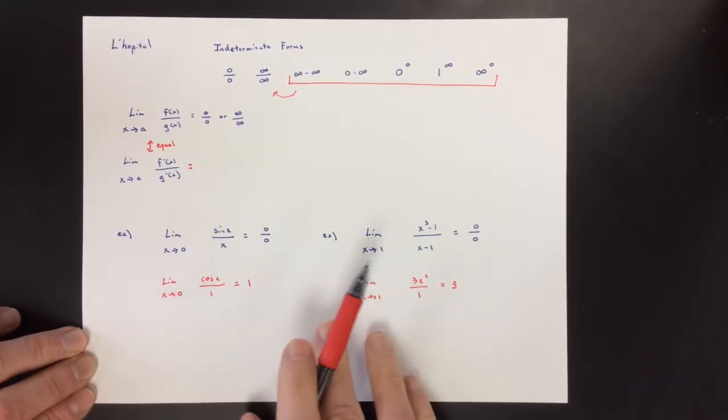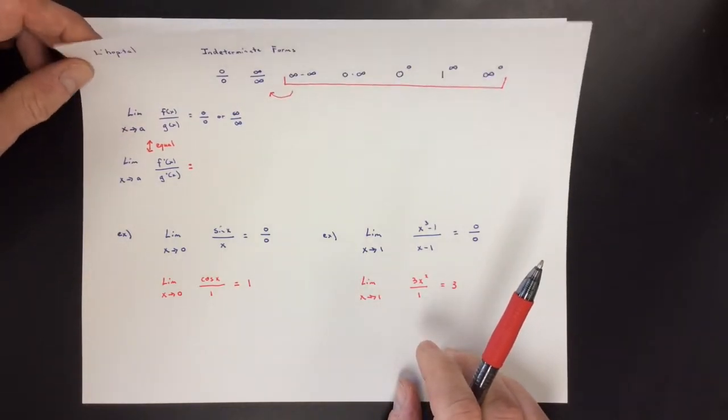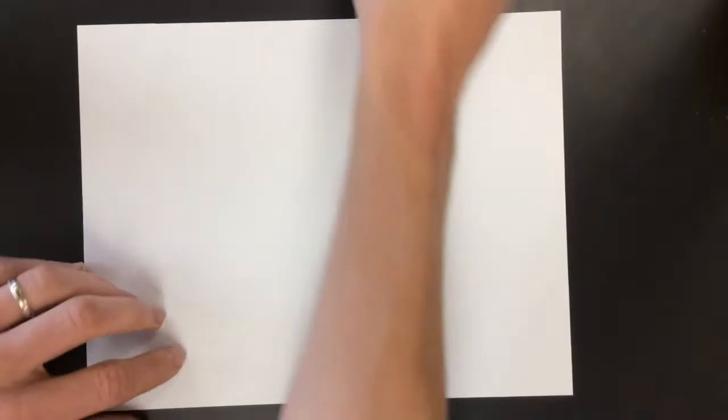So this is kind of our basic cases for L'Hopital's. Again, our indeterminate forms. Once you get it, then you can kind of go to work there. Okay, so that's that first one. Let's do an infinity over infinity case.